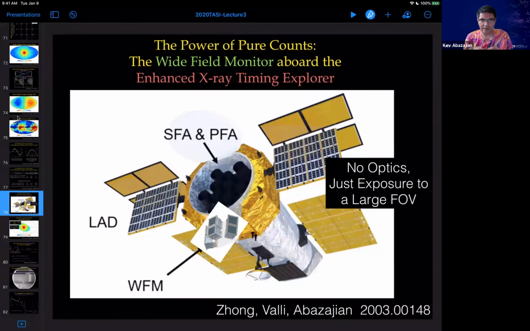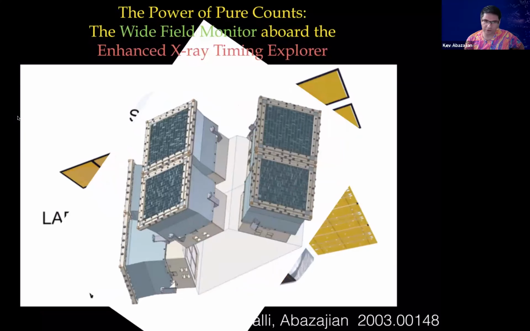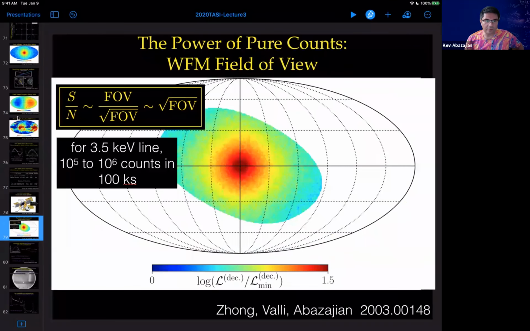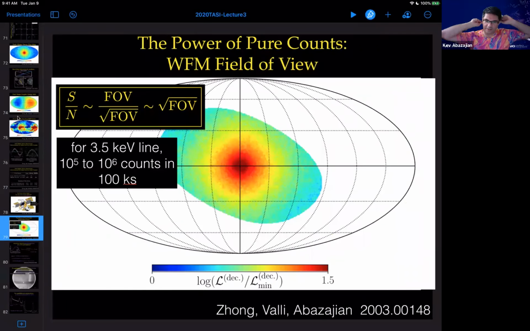the Enhanced X-ray Timing Explorer. It has an instrument that, if I were to design a dark matter search experiment, that's it. It's sitting down here, called WFM, and it's right here, and it looks like it has no optics. It's just an exposure of an X-ray detector to the sky. So basically it has a view of, I forget the exact number of steradians. Anyway, there's 4 pi steradians on the sky, and I think it's about 4 steradians of it.